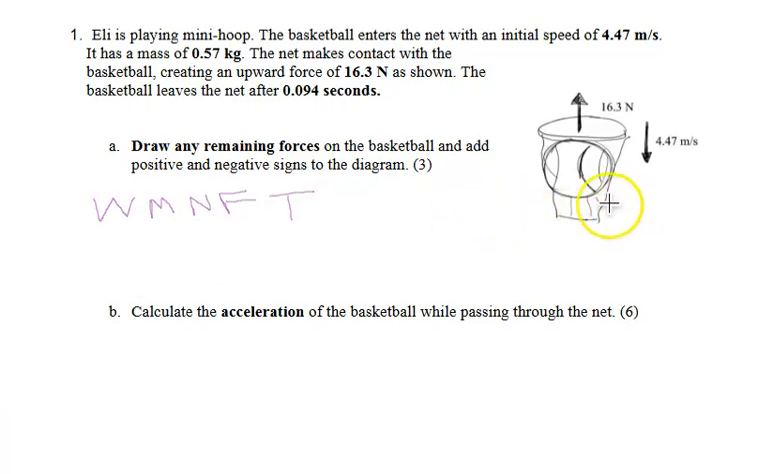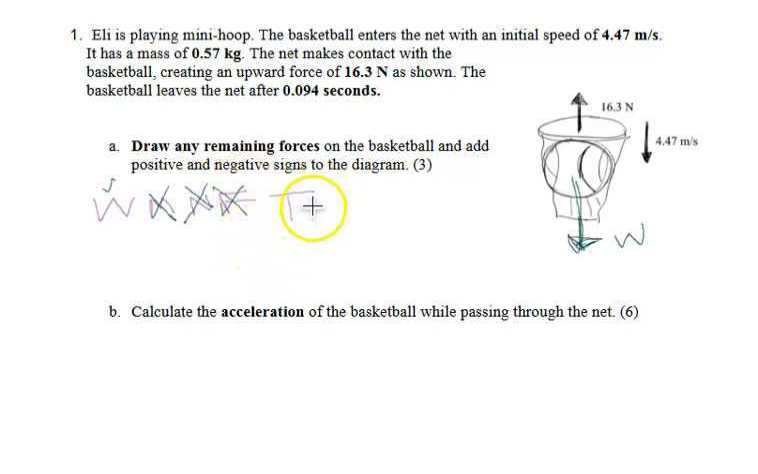Everything has a weight. So that's your weight vector, the earth pulling down on the basketball. There's no fan, so there's no mechanical. It's not touching a surface, so there's no normal. You need a normal force to have friction, because friction equals the fun formula.